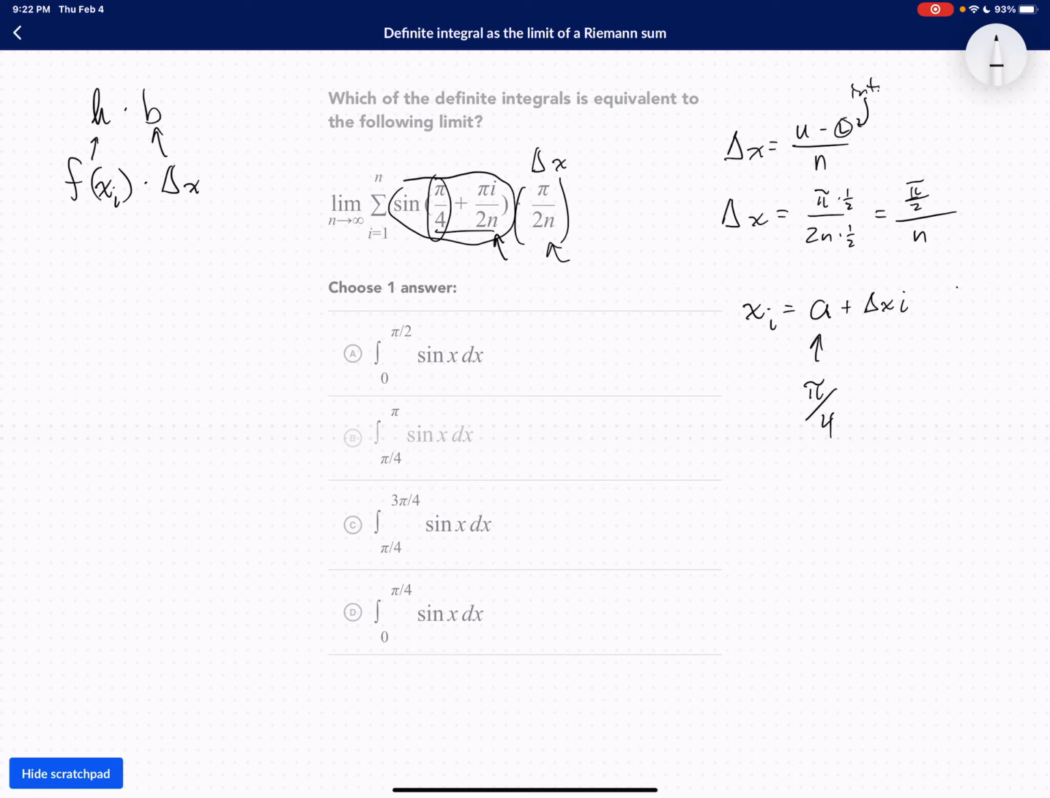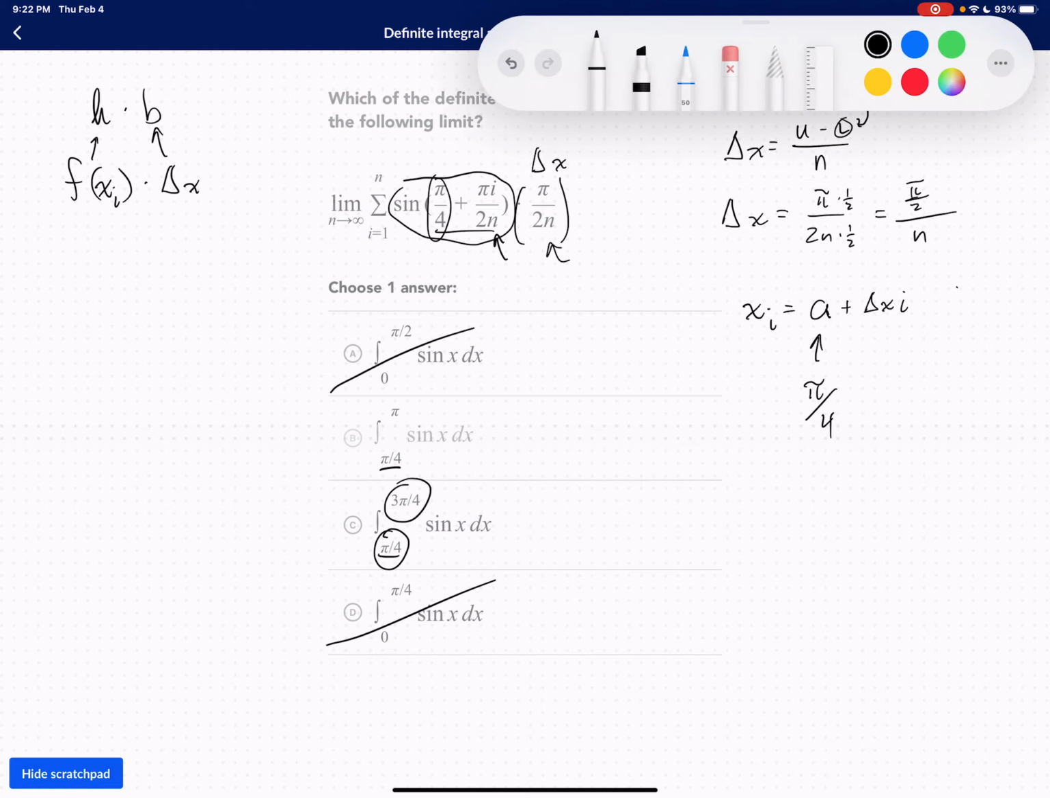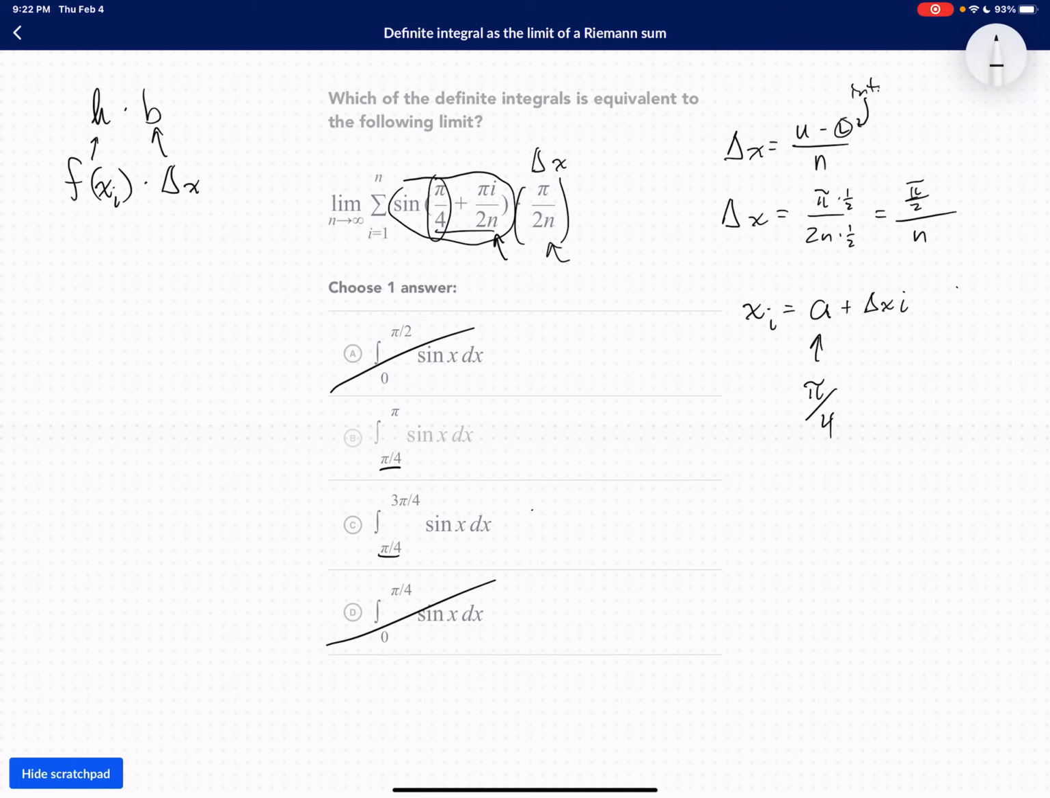And so that limits what we are going to select for our answer, because only this one and this one start with the pi over 4. This is always the lower bound and this is always the upper bound, by the way, if you're new at integral notation. Okay, so which one of these is going to be the correct one? Are we going to go from pi over 4 to 4, or are we going to go from pi over 4 to 3 pi over 4? I think I said pi, whatever. I don't think I said it right.